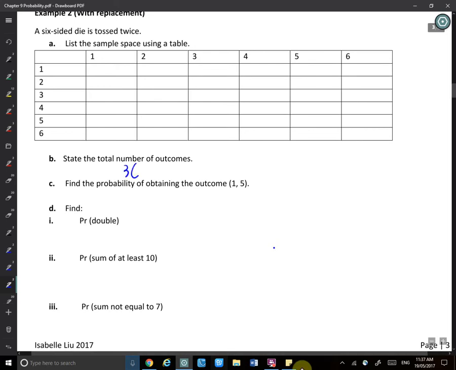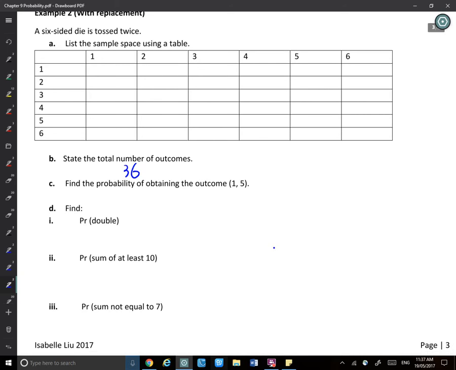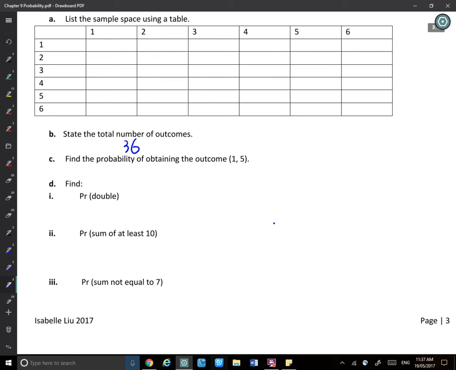36. Okay, everything can be filled in because it's with replacement. Everything you can get exactly again. What's the probability of obtaining a 1, 5?